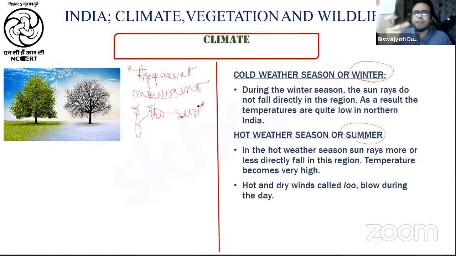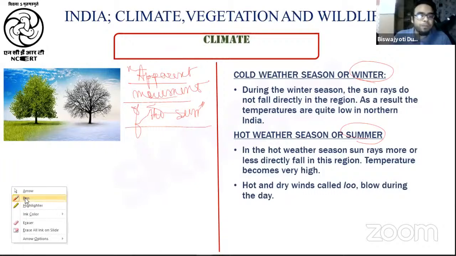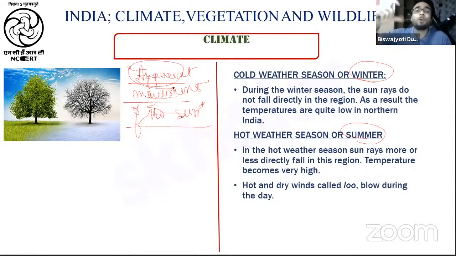But since this is a live class, let me also give you a brief about what we mean by the apparent movement of the sun. Now, we all know that all the planets are revolving around the sun. So as the Earth revolves around the sun, it appears as if the sun is also moving. On Earth, what we see is that the position of the sun keeps on changing. So this change in the position of the sun, we call apparent movement.